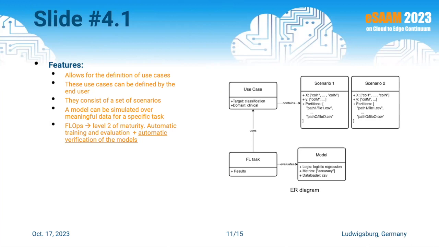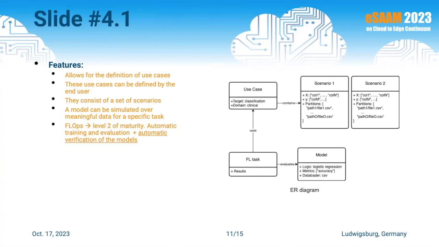On the right-hand side, you can find an entity relationship diagram. This is more or less how the information is configured within the application. You have first what we call a use case, which is a collection of scenarios with different configurations in terms of the absence or presence of data. So where there are null values, if all the columns are there, etc. Those are the scenarios. And then you also have some target that can be classification, regression, whatever. And then you relate this with a federated learning task that, of course, gathers some results, and with a model.